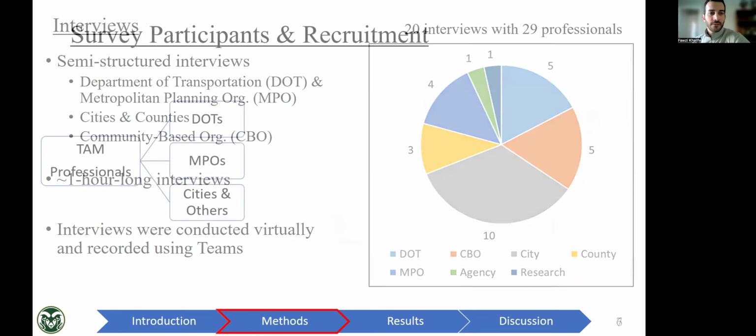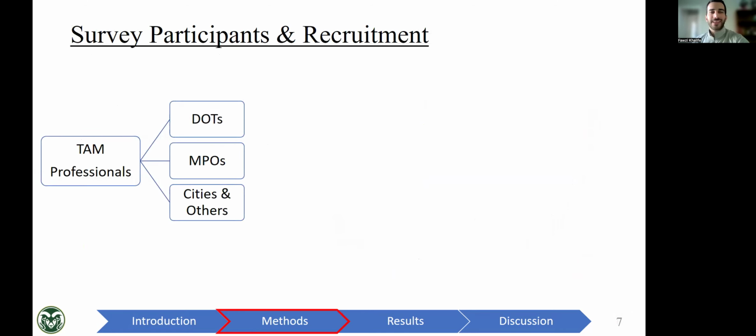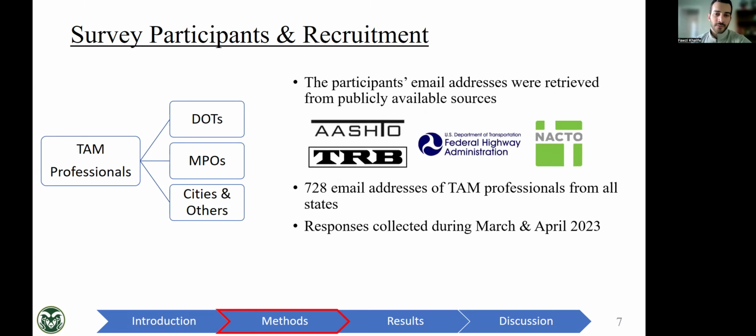For the surveys, we used a similar approach, but more on the side of DOTs and MPOs in terms of asset management professionals. Again, the interviews were with transportation professionals working in equity in general, while for the survey itself, we focused on asset management. We retrieved email addresses from these websites. In total, we had 700 email addresses retrieved, and about 70 responses, which were collected about a year and a half ago.